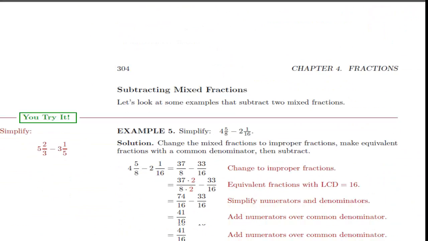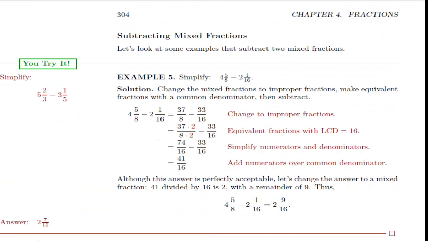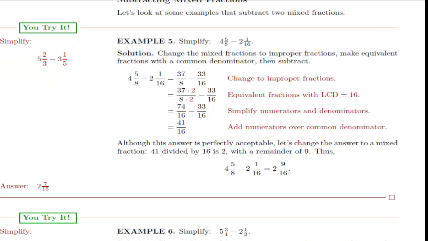Subtracting mixed fractions. Let's look at some examples that subtract two mixed fractions. Example 5. Simplify 4 and 5/8 minus 2 and 1/16. Solution. Change the mixed fractions to improper fractions. Make equivalent fractions with a common denominator, then subtract. 4 and 5/8 is equivalent to the improper fraction 37/8. 2 and 1/16 is equivalent to the improper fraction 33/16.